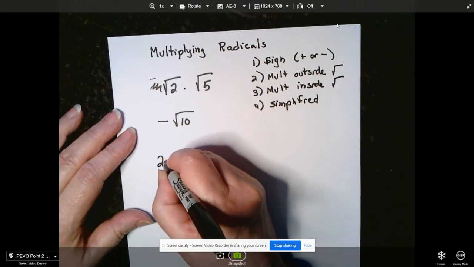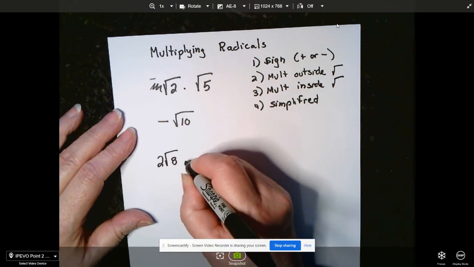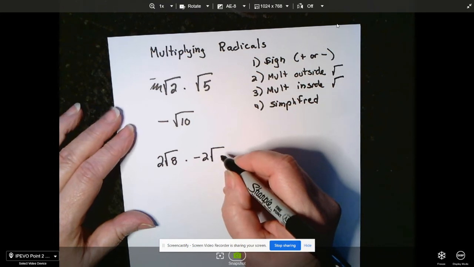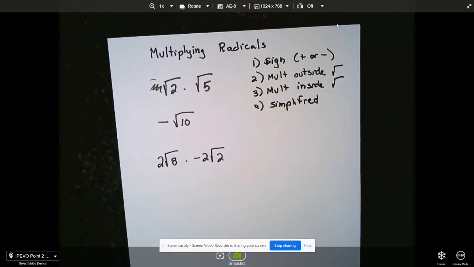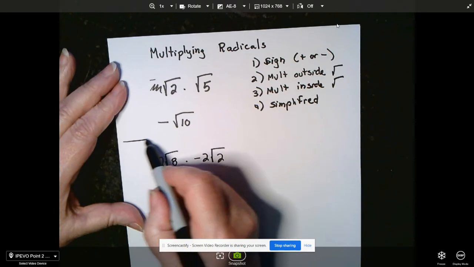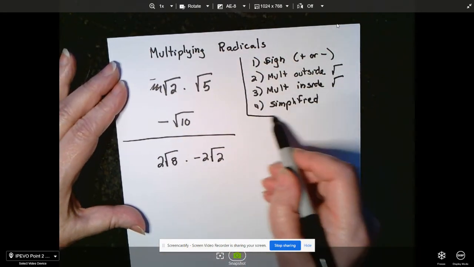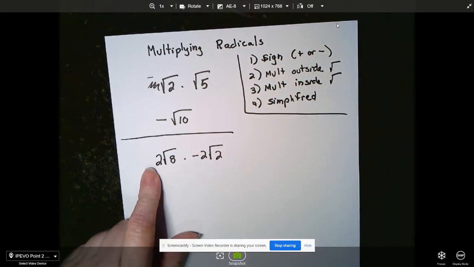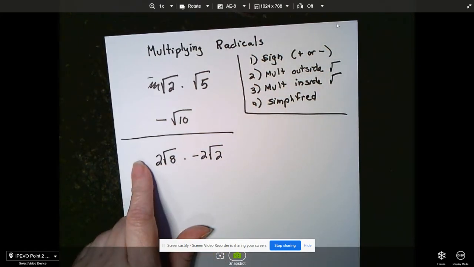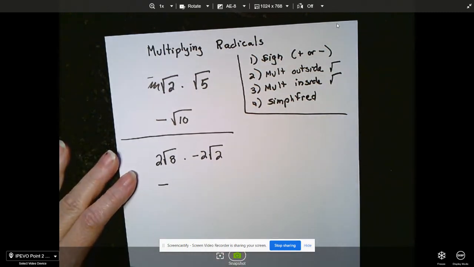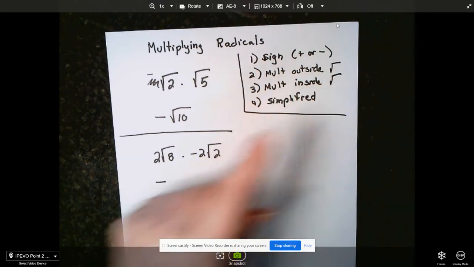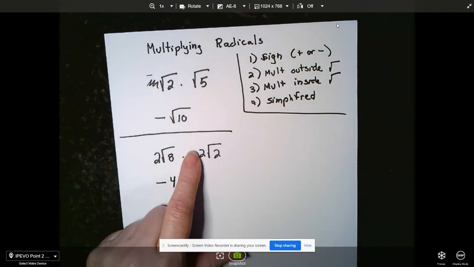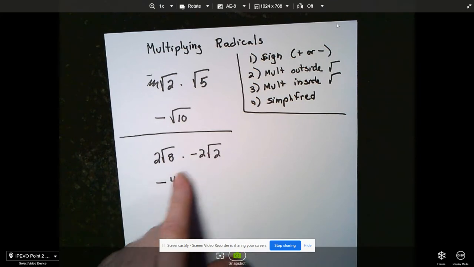Let's say 2 times the square root of 8 times negative 2 times the square root of 2, for instance. All right, let's go through our steps again. Let's determine the sign, whether it's going to be positive or negative. Well, this is positive and this is negative, so I know a positive times a negative is going to be a negative. I'm going to multiply the numbers outside the radical. 2 times 2 is 4. Again, I've already taken care of the sign, so I'm going to ignore it now. So 2 times 2 is 4.